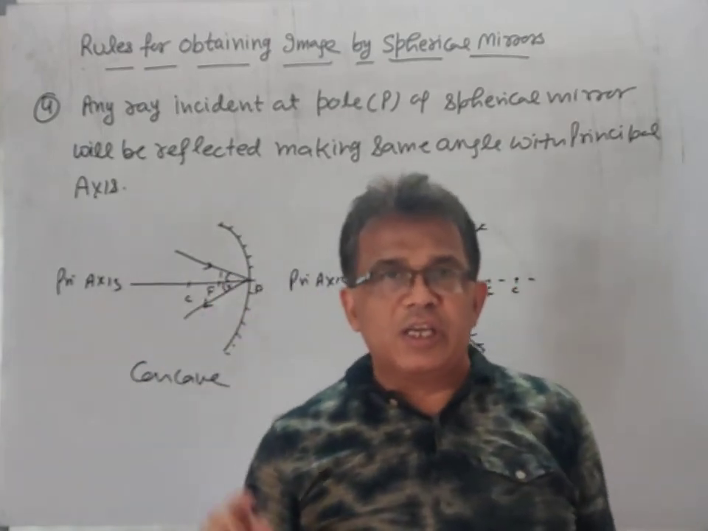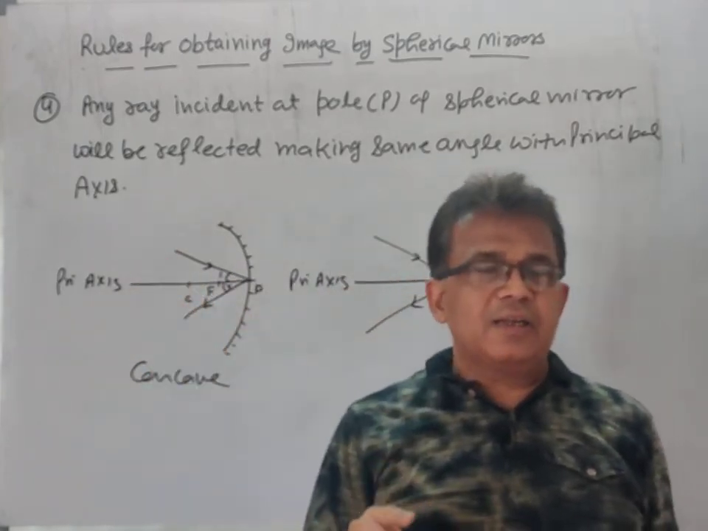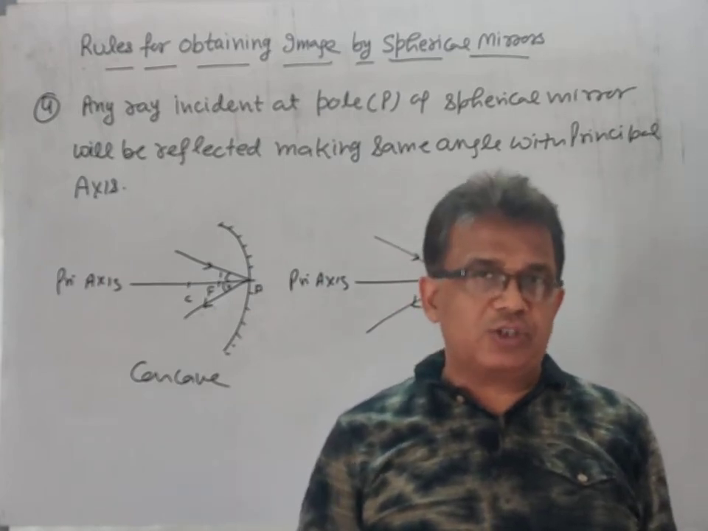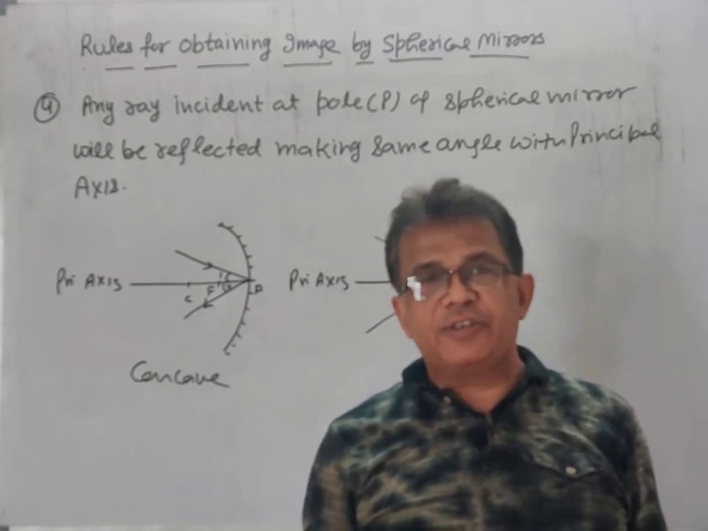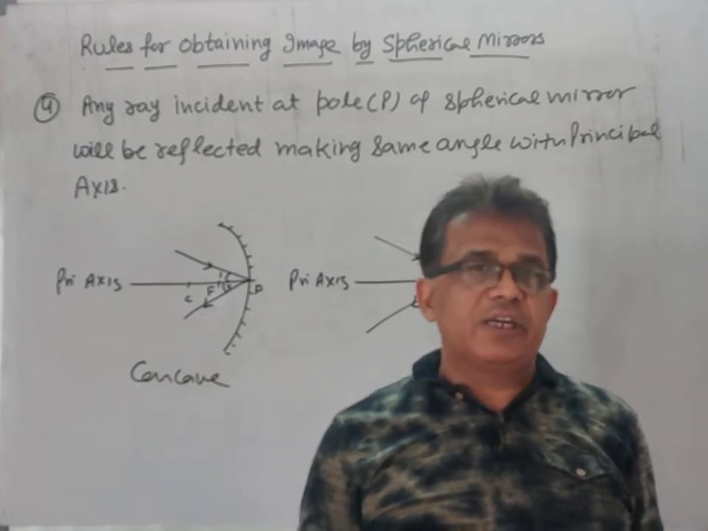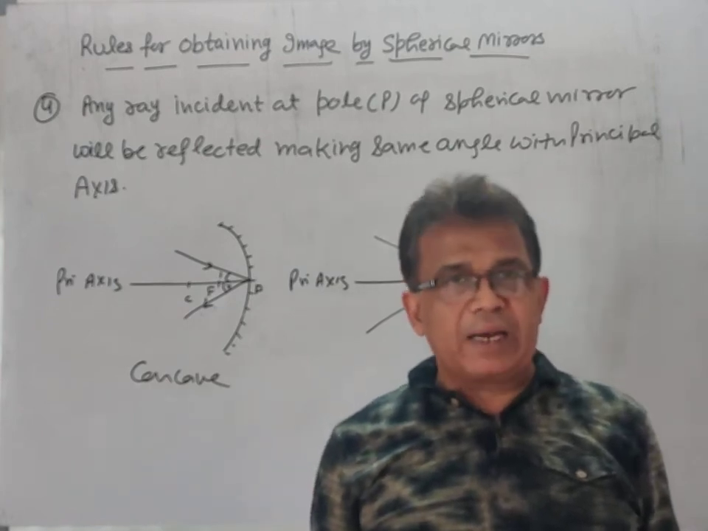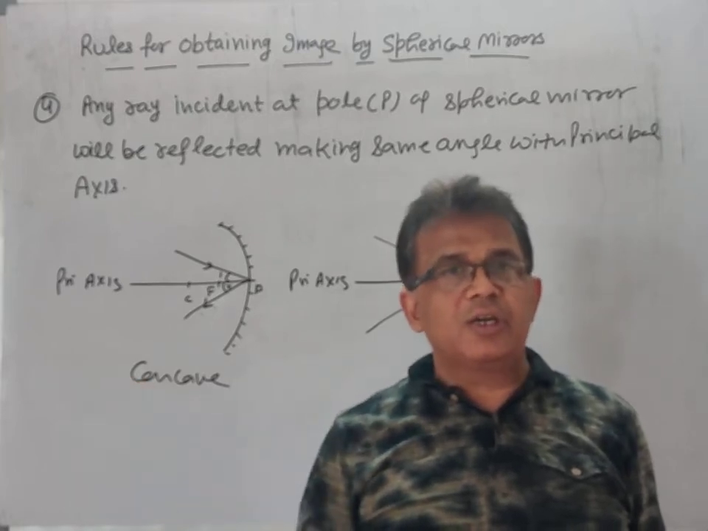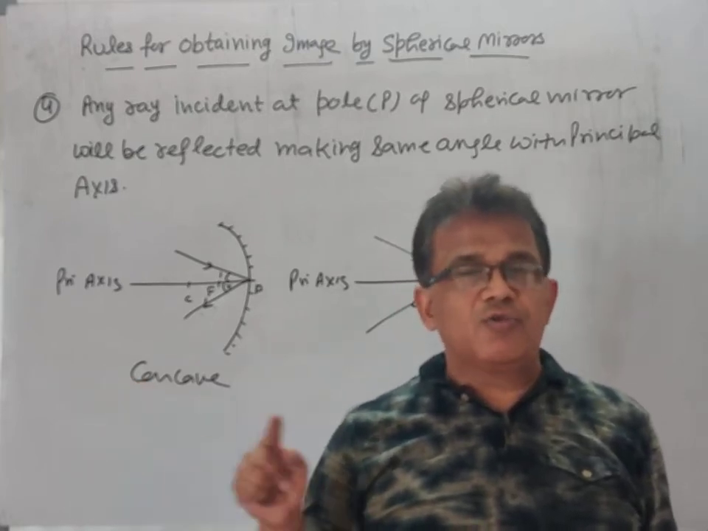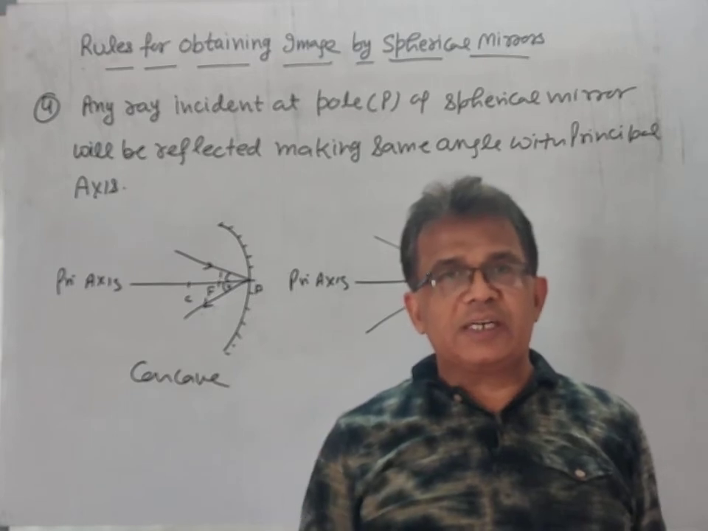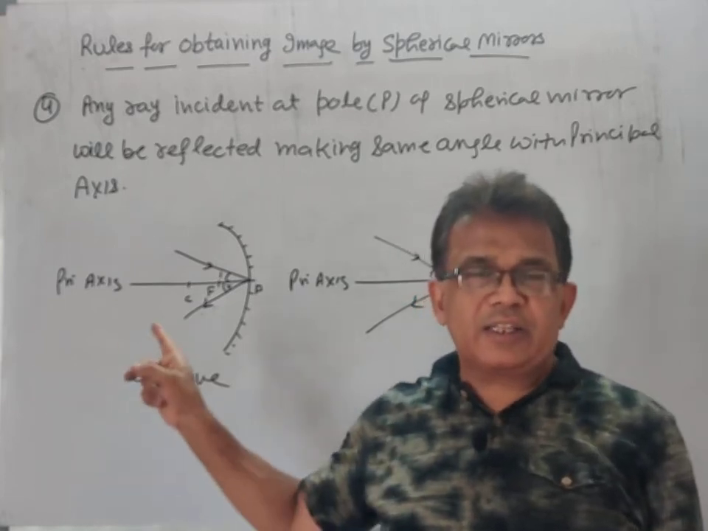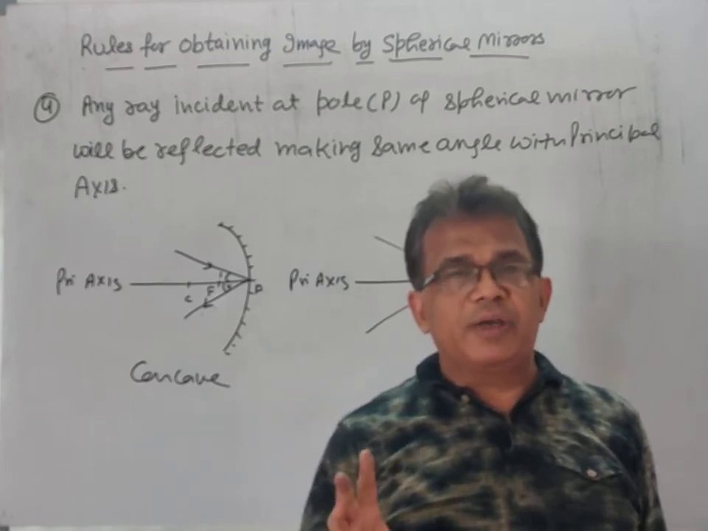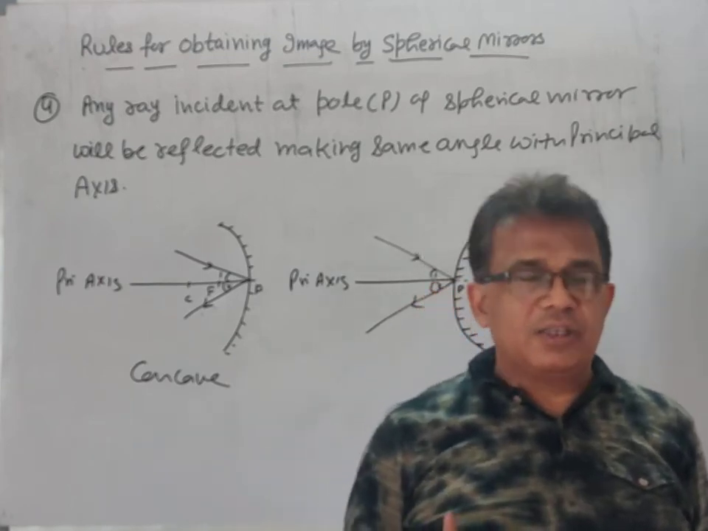In short, if incident ray is parallel, then it will either pass through the F or seems to pass through the F. It's reverse: if incident ray is passing through the F, it will become parallel. Third rule, if incident ray is passing through C, it returns along the same path. Fourth rule, if incident ray strikes at the pole making any angle, then it will be reflected making the same angle. These were the rules.